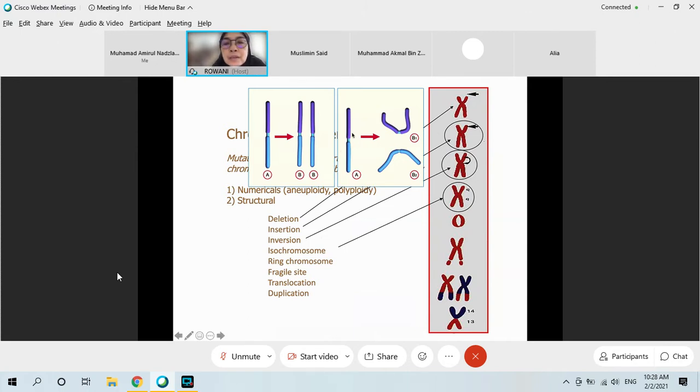But in an abnormal situation, the chromosome A which duplicated is not separated vertically. Now they are separated longitudinally, resulting in two daughter cells with isochromosomes. The first daughter, the purple one, has two P arms. The second daughter has both Q arms. So you call this isochromosomes.